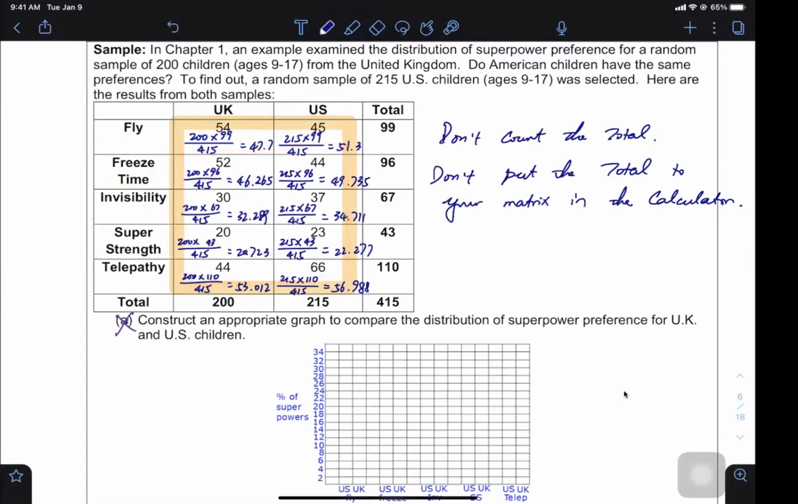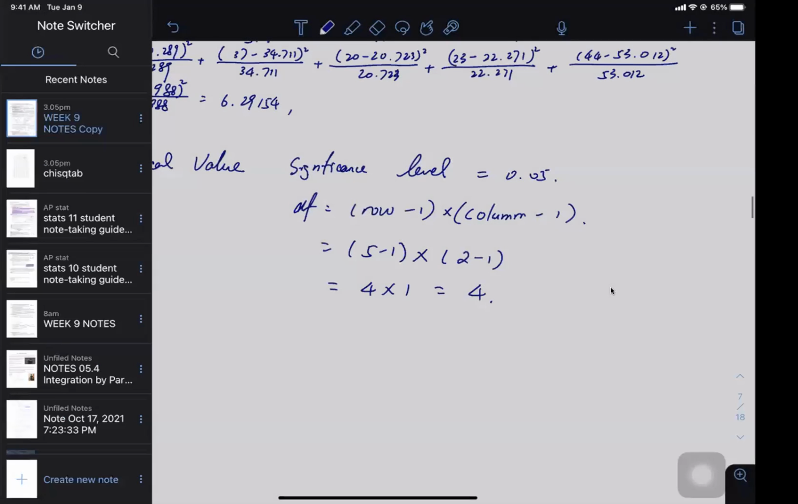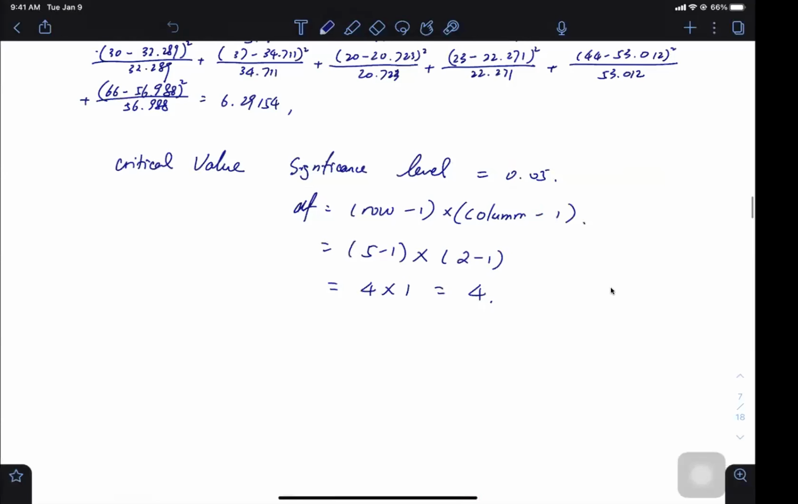So now we have row equals 5 and column equals 2. So row minus 1 times column minus 1, 4 times 1, which is 4. So that's the degree of freedom that you are looking for. Then now go to our chi-square table. So again, the critical value is 9.49 with 5% significance level and degree of freedom equal to 4. So the critical value is 9.49.